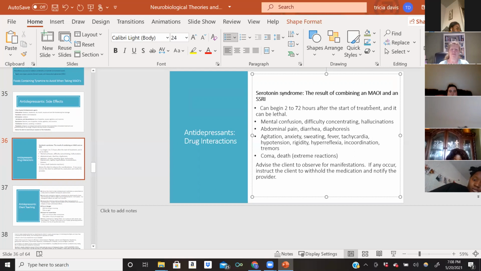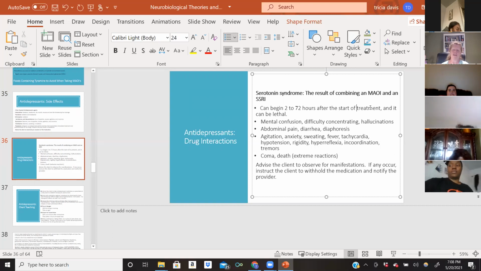Patients will present with mental confusion, difficulty concentrating. They might have hallucinations. They may be complaining of abdominal pain. They might have diarrhea. They might have diaphoresis, agitation, anxiety, fever, sweating, tachycardia, hypotension. They may be very rigid. They might have hyperreflexia. They might be incoordinated. And they might present with tremors. And then in extreme reactions, you're going to see coma and possibly death.